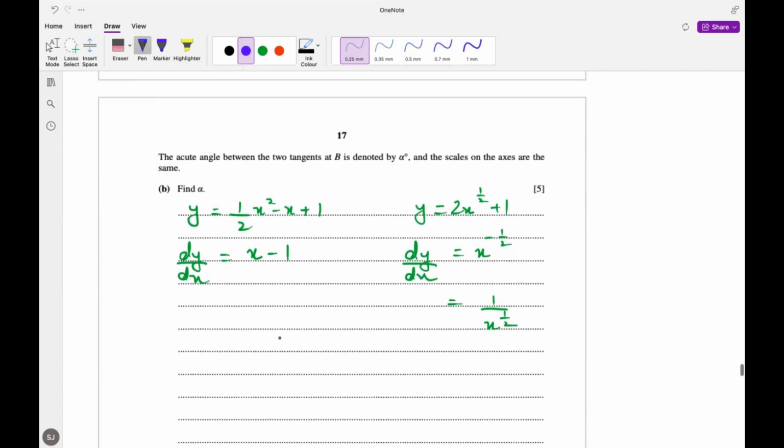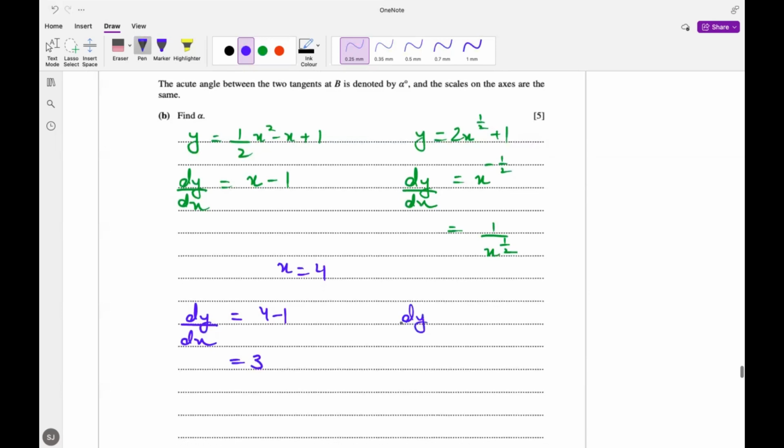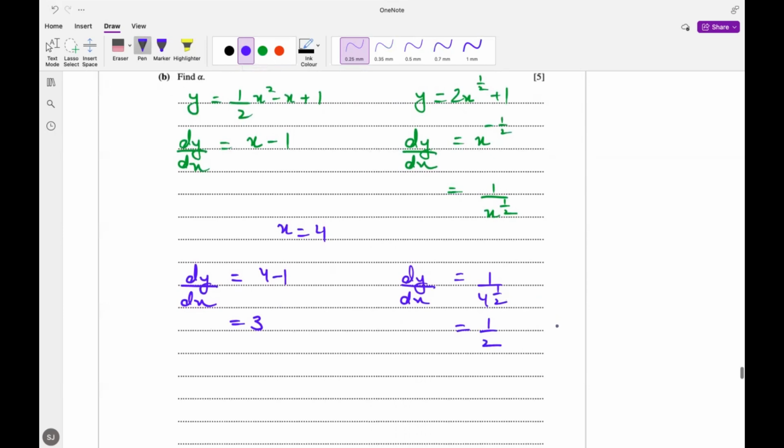Now using x equals 4, as they're intersecting at the point x equals 4. So the gradient for the first equation will be 4 minus 1, which will be equal to 3. And the gradient for the second tangent will be 1 upon square root of 4, which will be equal to 1 upon 2. Now to find the angle alpha, let's say this was the tangent with the gradient 3. So to find the angle it makes with the horizontal, we can say that this length will be 3 and this length will be 1.